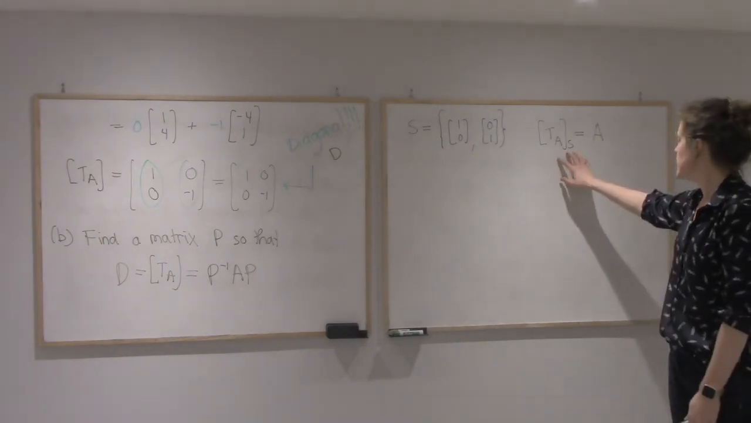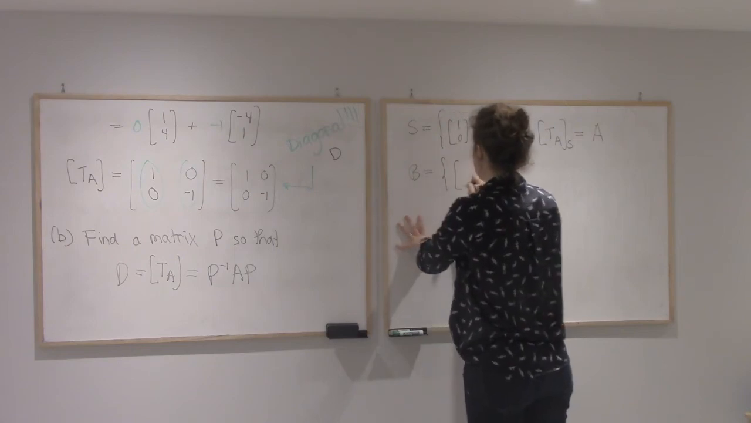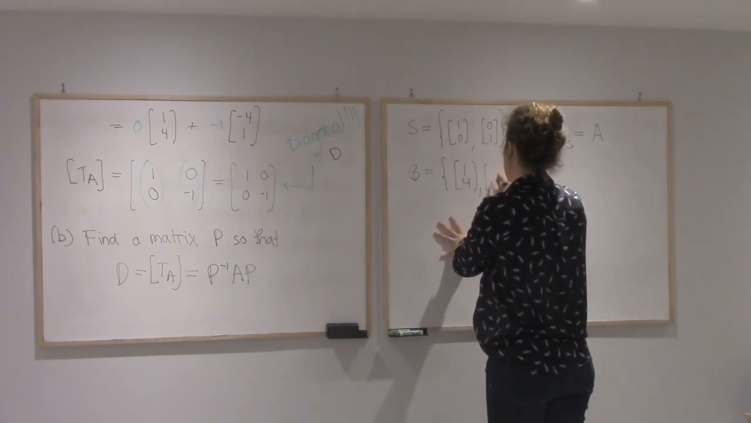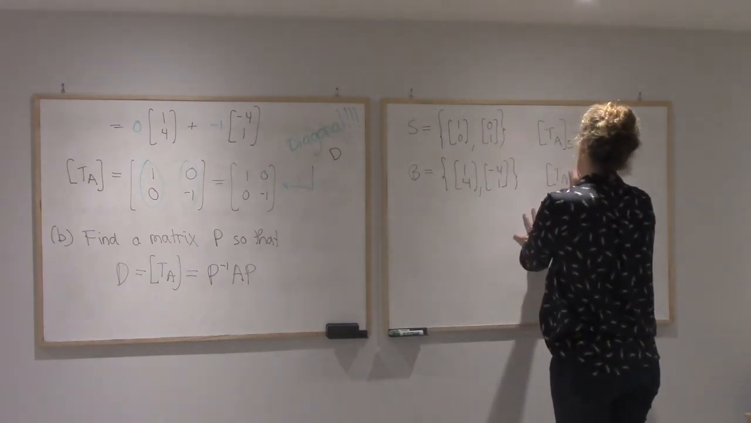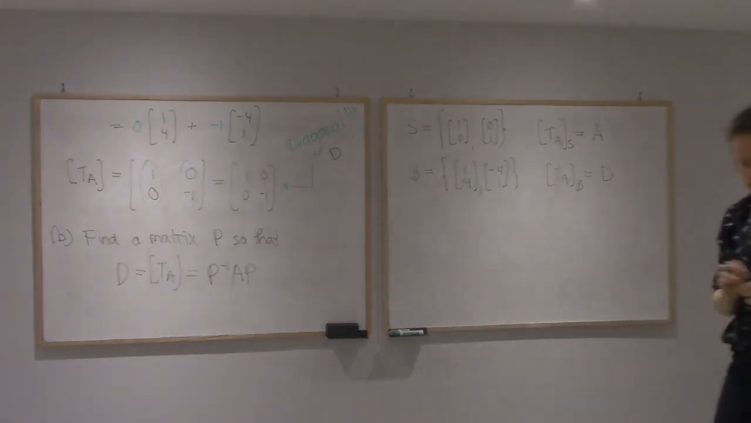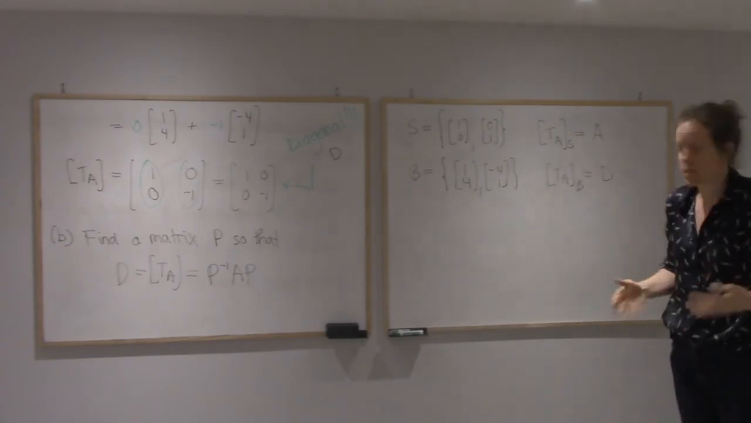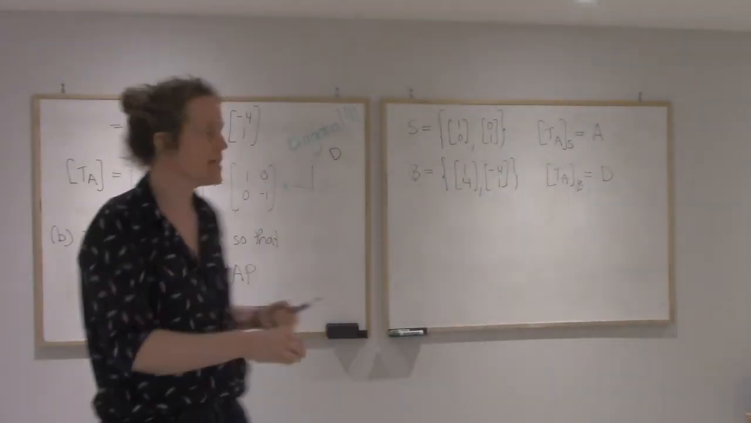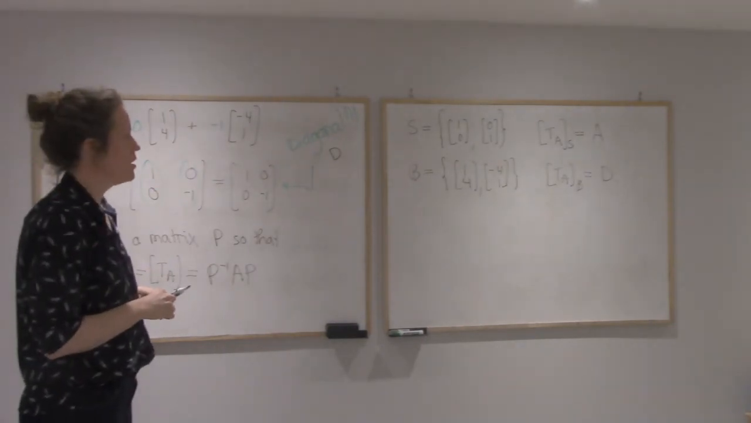All right, so we have T_A in the standard basis S equal to A, and if I take B to be 1, 4, minus 4, 1, then T_A in the basis B, that's my diagonal matrix D. So if I look at the standard basis, I get the matrix A. If I look at the special basis, I get my special matrix D, which is a diagonal matrix that I want.